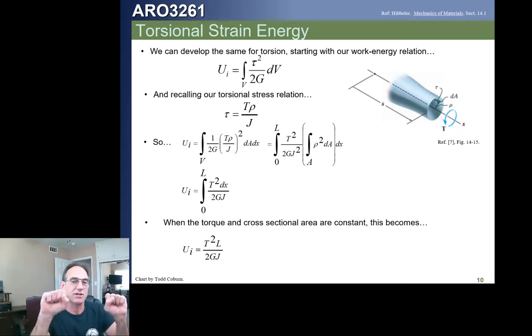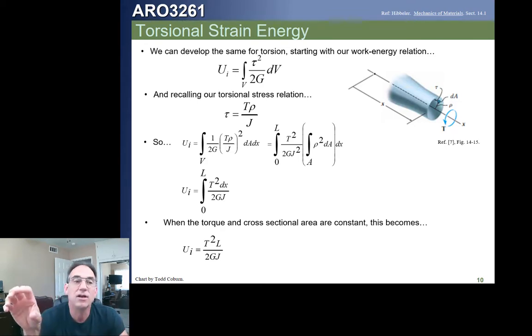That means if we have a cylinder of constant diameter and we have a constant torque on the thing, the total strain energy is the torque squared L over 2GJ. If we have different cross-sectional areas, we can just sum up all the different pieces to get the total strain energy of the part.